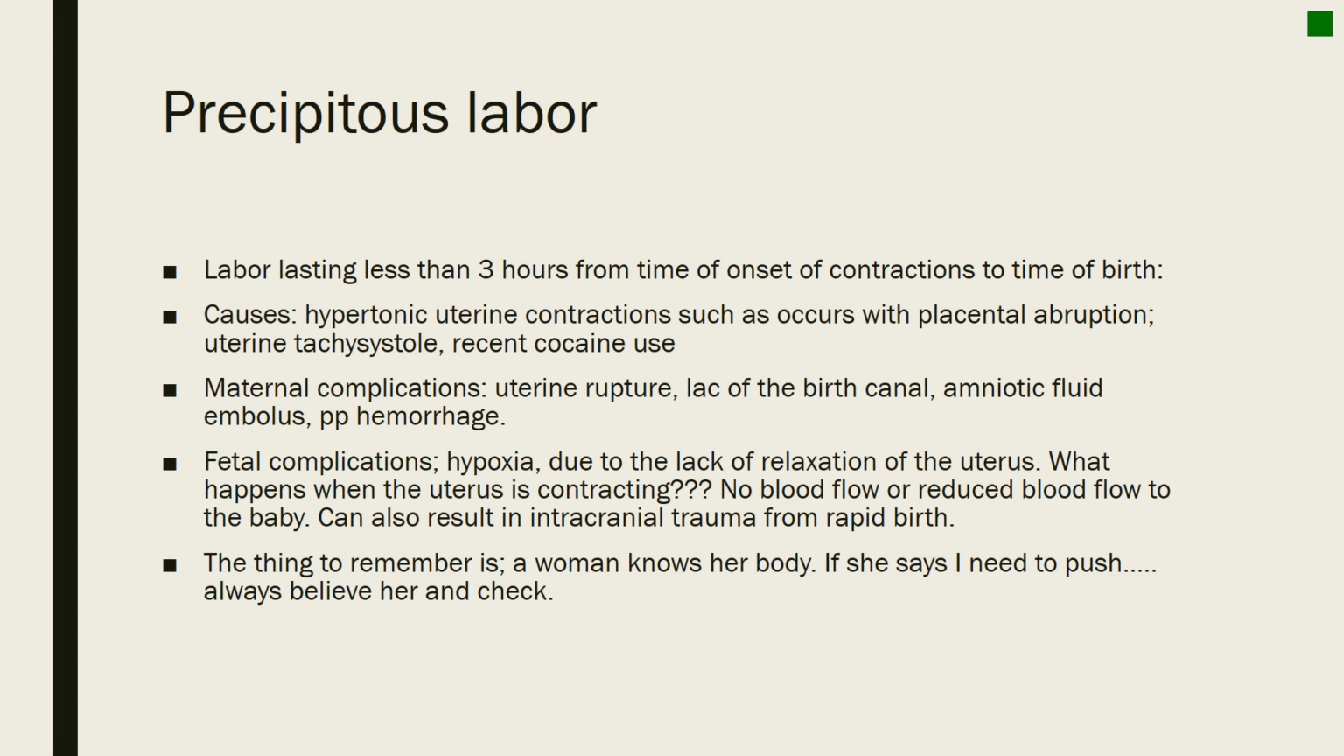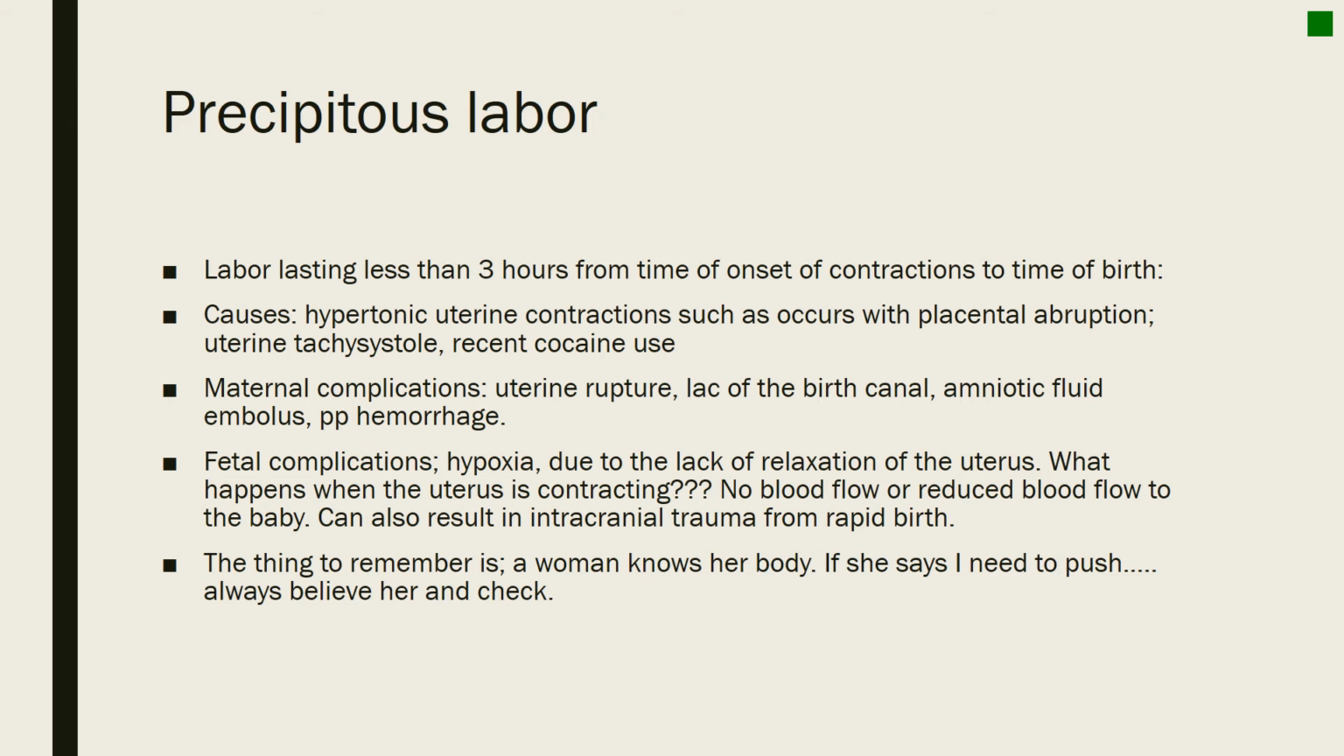Precipitous labor. Labor lasting less than 3 hours from the time of onset of contractions to time of birth. The causes can be hypertonic uterine contractions that occur when you have a placental abruption, uterine tachysystole, even recent cocaine use can cause this. Maternal complications, that uterus can rupture. There can be lacerations of the birth canal. There can be an amniotic fluid embolism and postpartum hemorrhage.